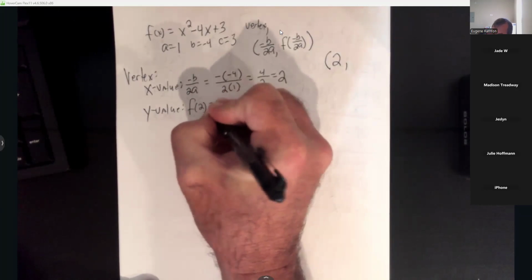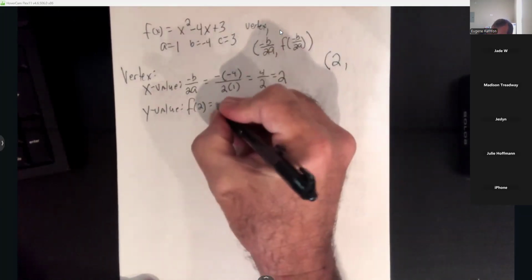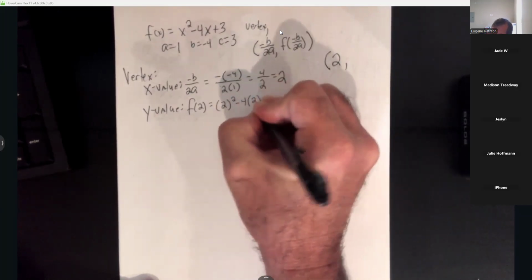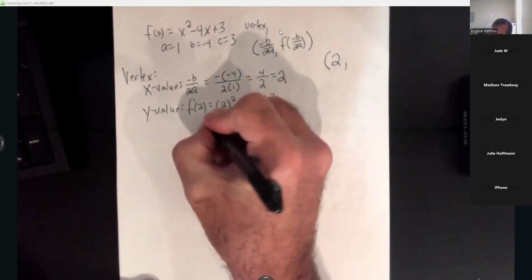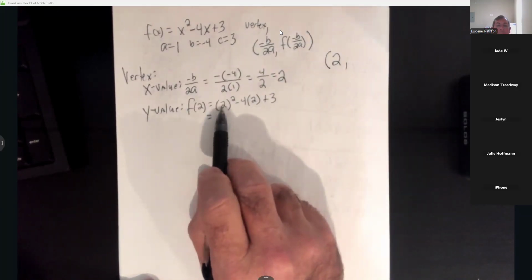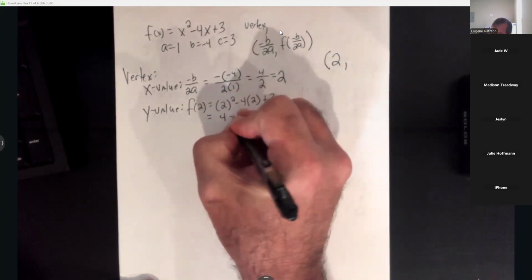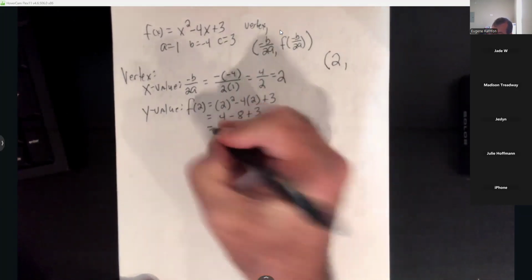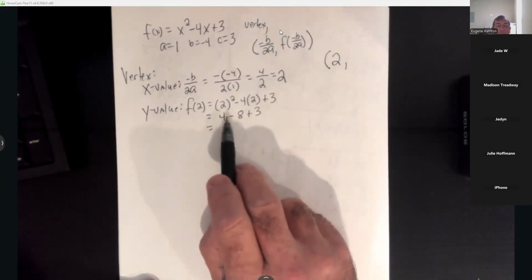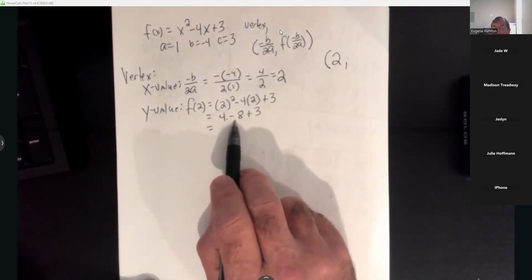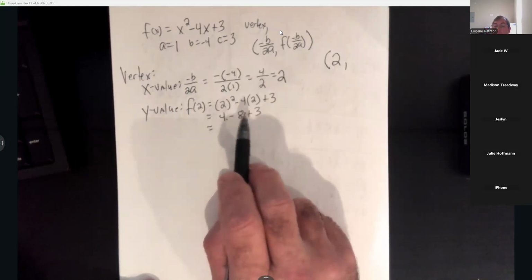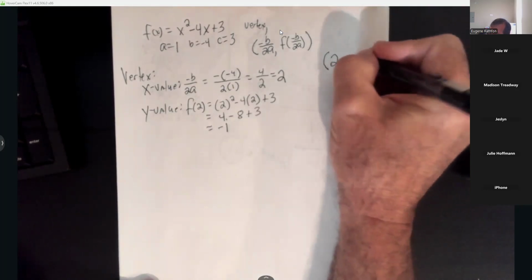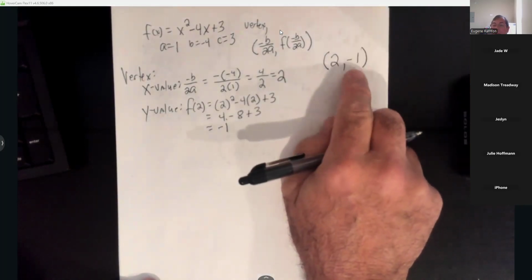F of 2. So put a 2 in for the x. You got 2 squared minus 4 times 2 plus 3. All right, y'all, 2 squared is 4. Minus 4 times 2 is 8. Plus 3. 4 minus 8 is a -4. -4 plus 3 is a -1. So my vertex is 2, -1.